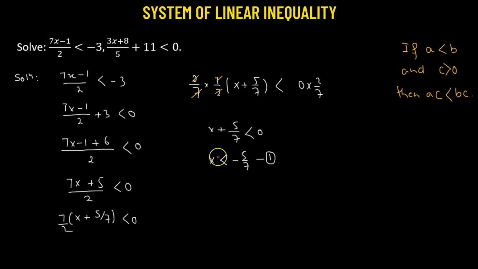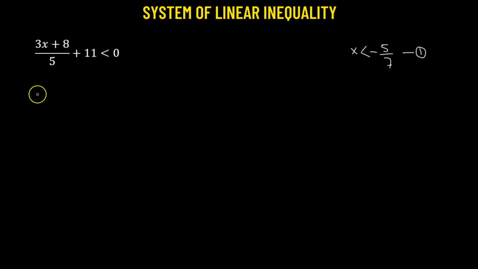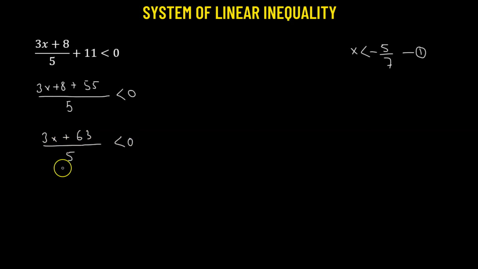Now we'll move on to the second inequality, which is (3x plus 8) over 5 plus 11 less than 0. So we'll combine the two terms. 5 will be the common denominator. In the numerator, we have 3x plus 8 plus 5 times 11, which is 55. So this is less than 0, which gives us 3x plus 55 plus 8, so that will be 63, divided by 5, which is less than 0. In the numerator, we can take 3 as the common factor. So that leaves us with 3 multiplied to (x plus 21) divided by 5.